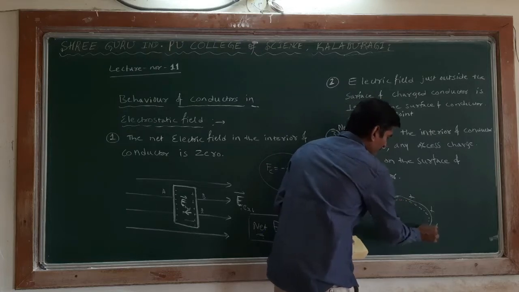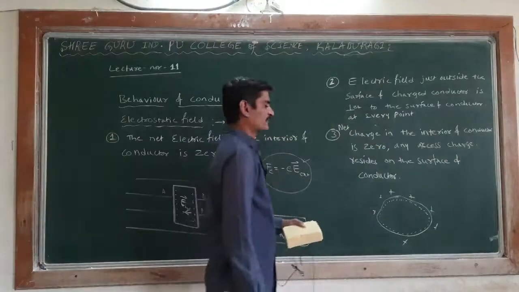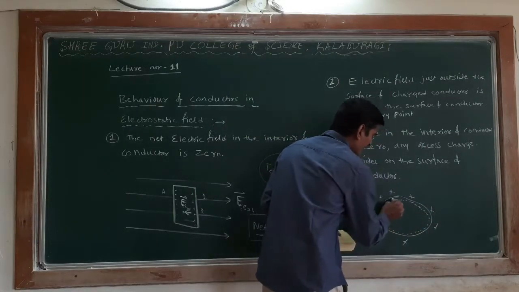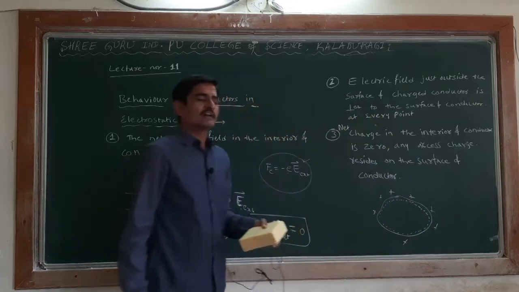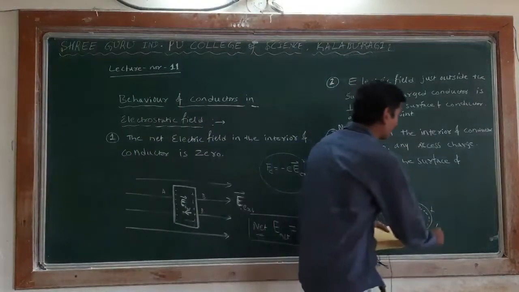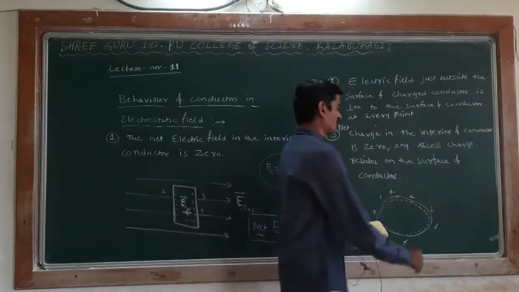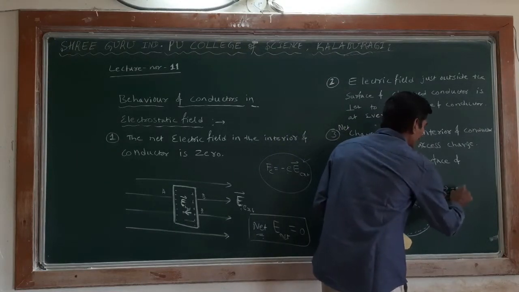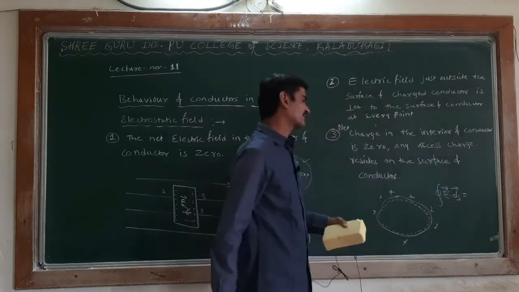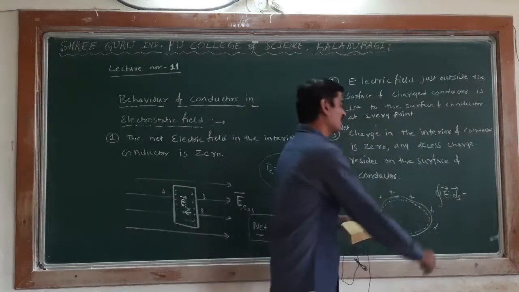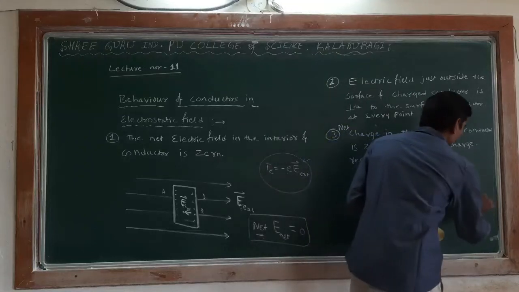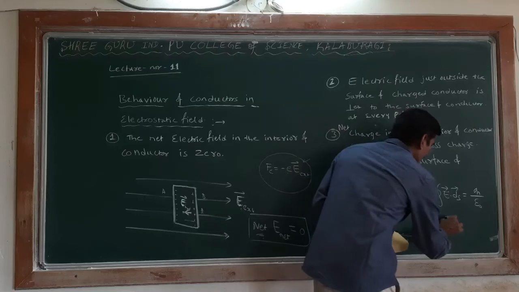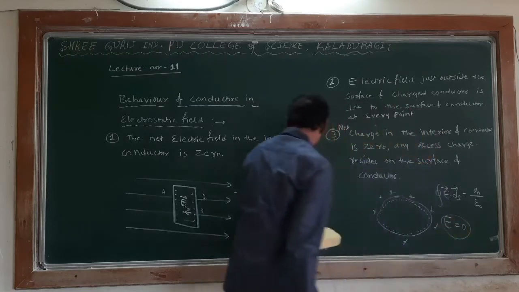Just inside the outer surface of the conductor, imagine a Gaussian surface. According to Gauss's theorem, the electric flux through this Gaussian surface, that is the surface integral of vector E dot dS, is equal to q divided by epsilon naught. But we know that the electric field in the interior of the conductor is 0.